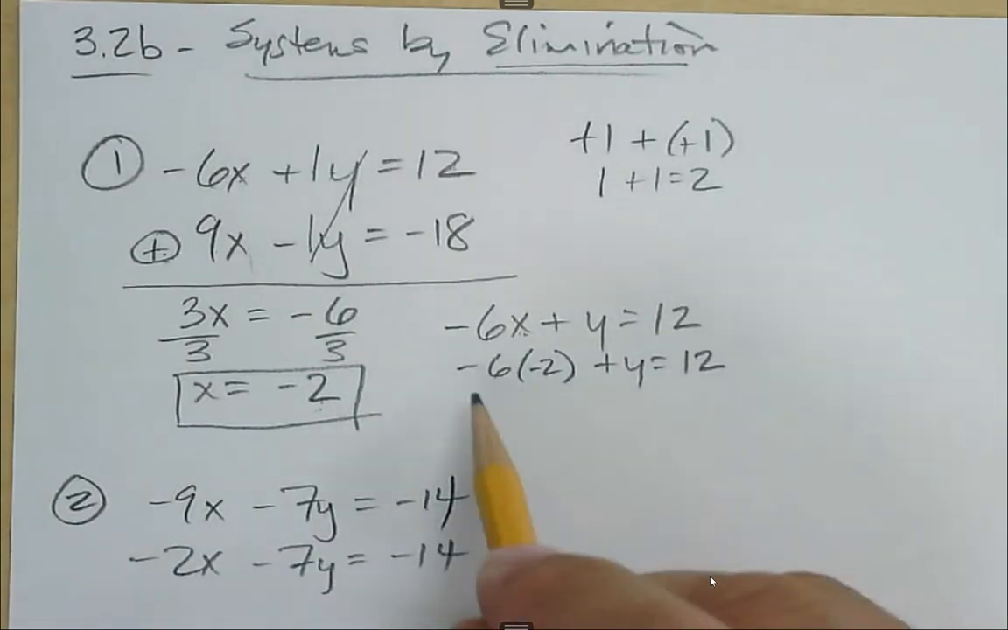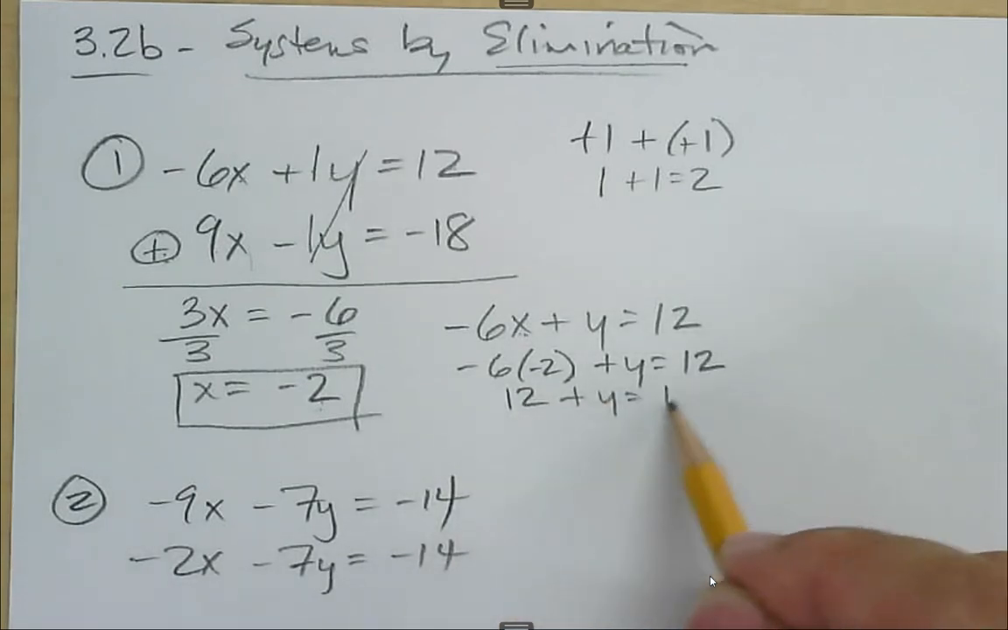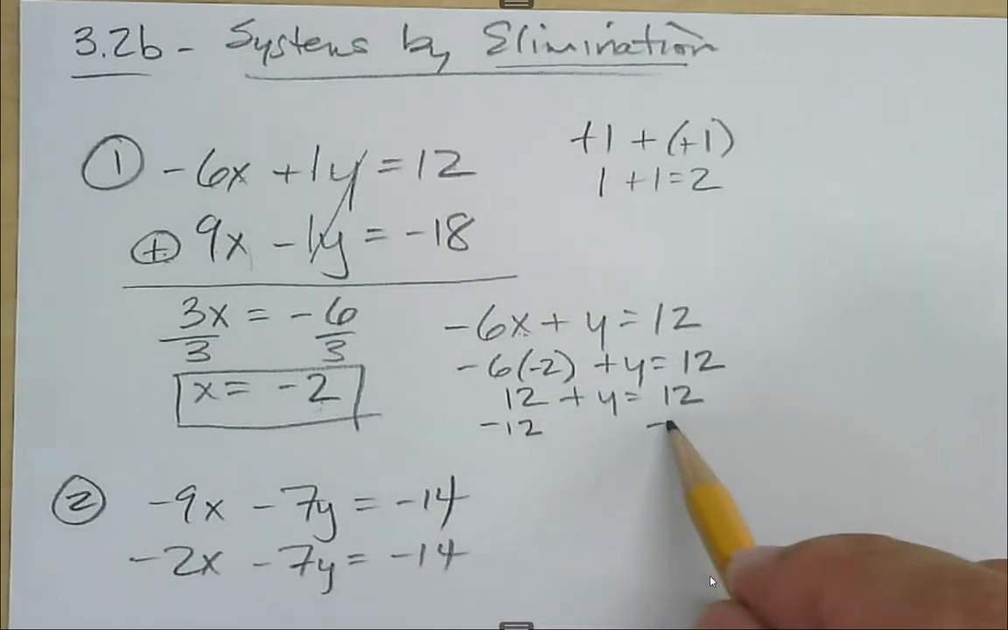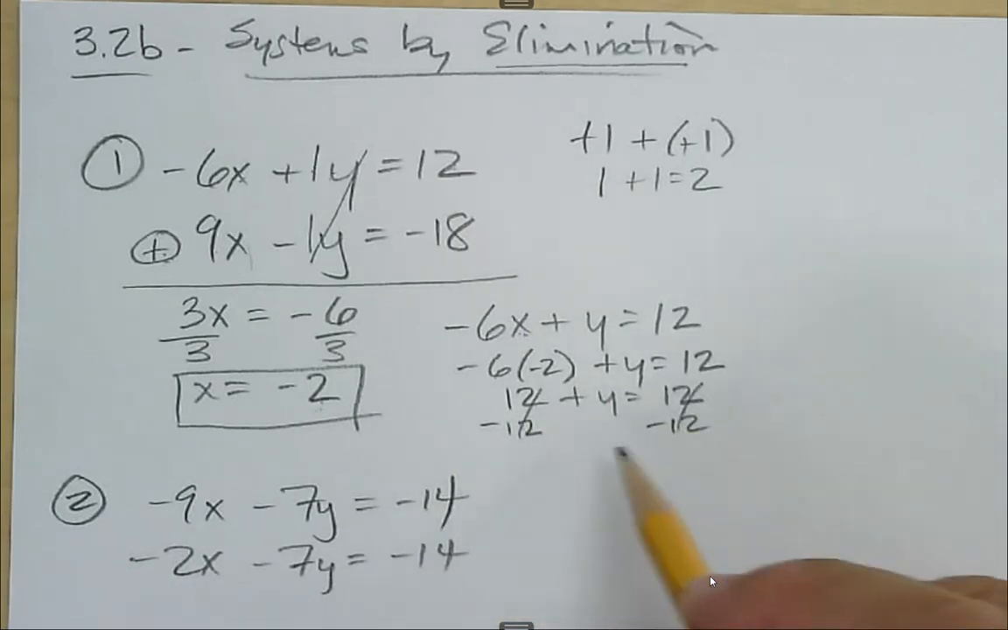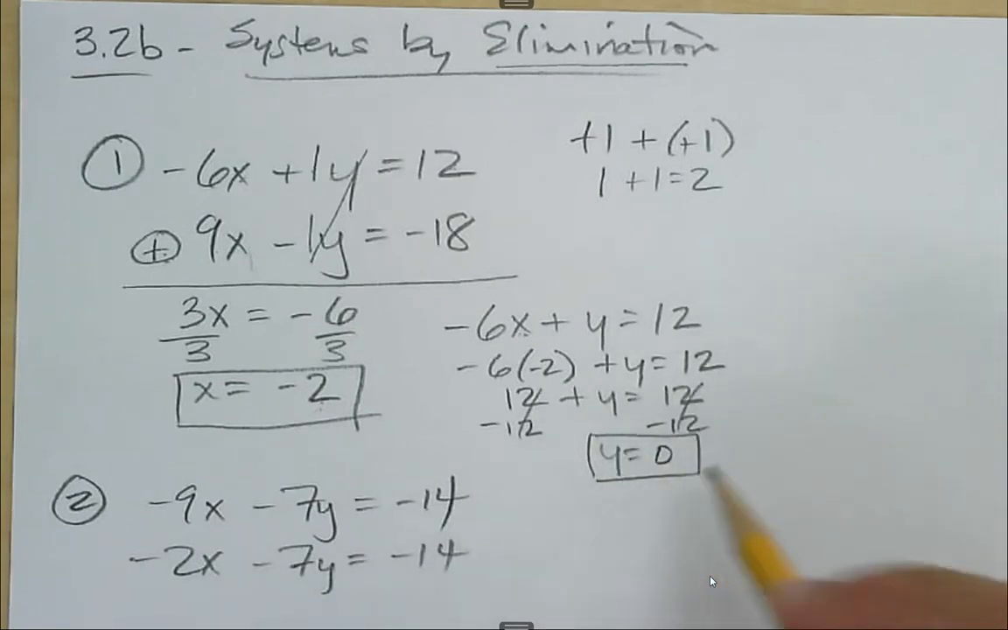And if I go ahead and finish that out, I'm going to get a positive 12 right here plus y equals 12. And to finish, I'm going to do -12 on both sides, which is both going to cancel. Oh no, what happened? Well, remember, what is 12 minus 12? Well, 12 minus 12 equals 0. And guys, it is all right to get an answer of 0.